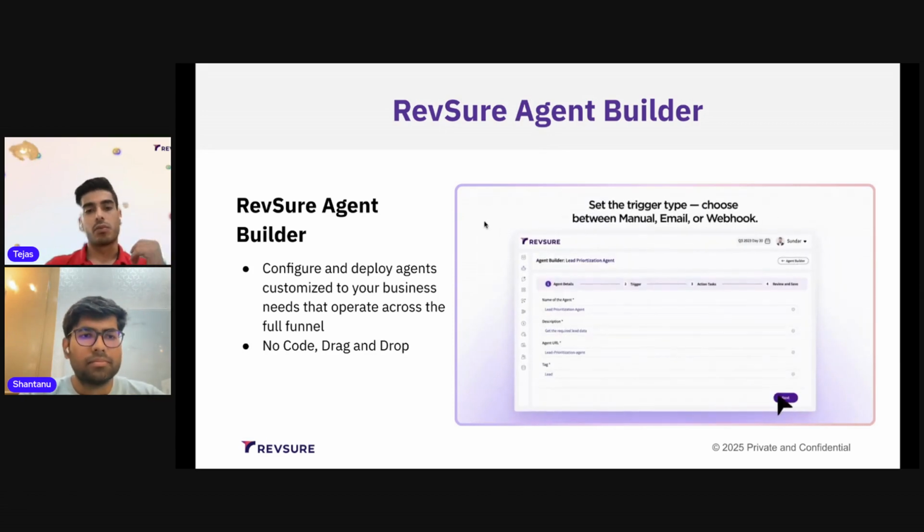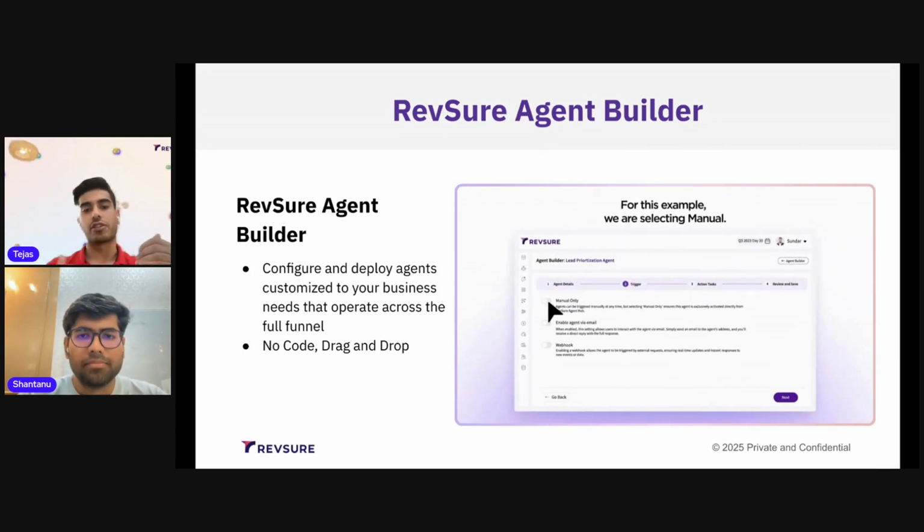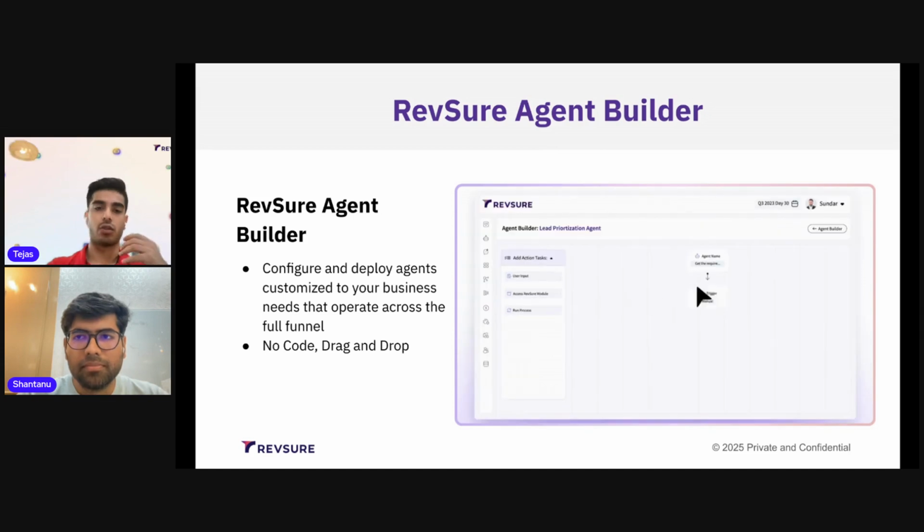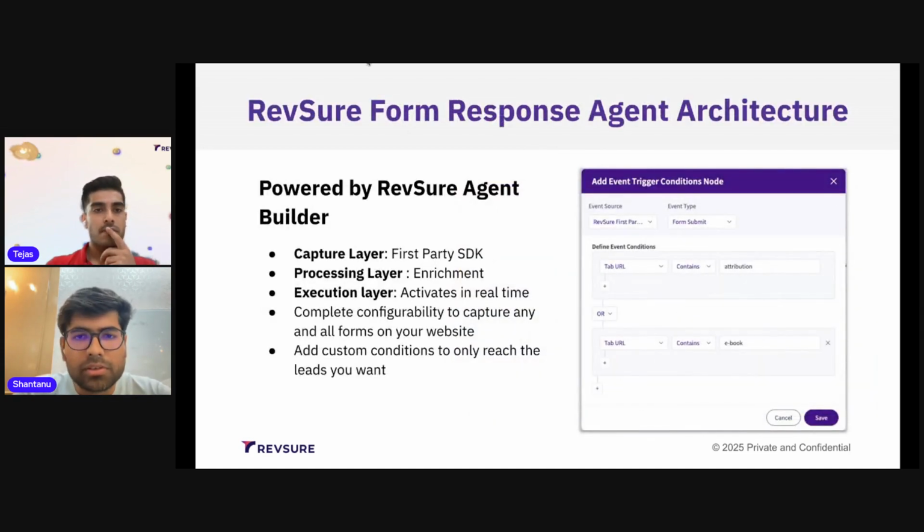The next thing we'd like to introduce you to is the architecture behind our agentic AI, which Shantanu will cover. Yeah. All right. Since we have set the stage already, we'll just dive into the form response agent architecture.